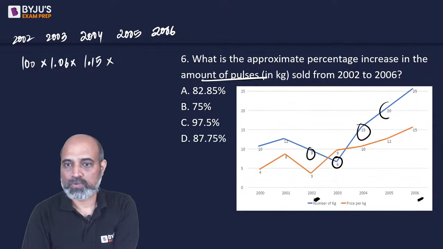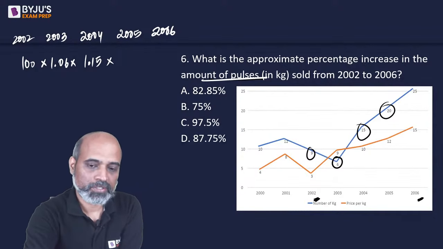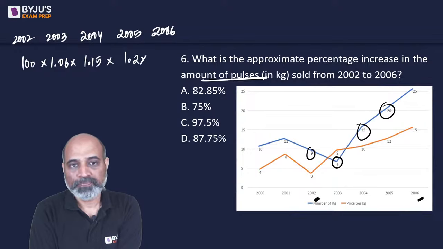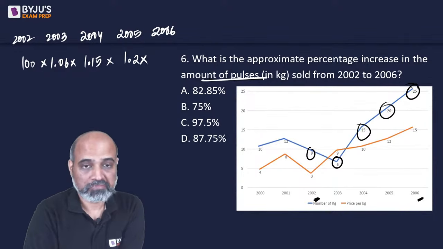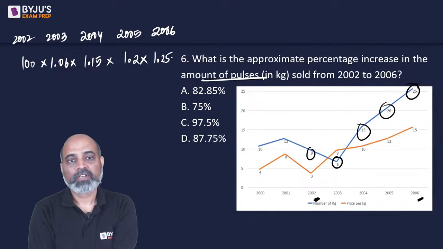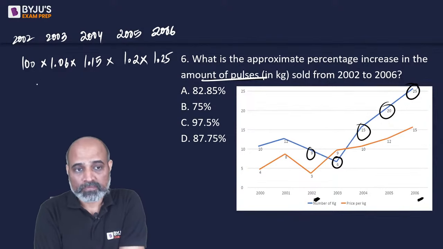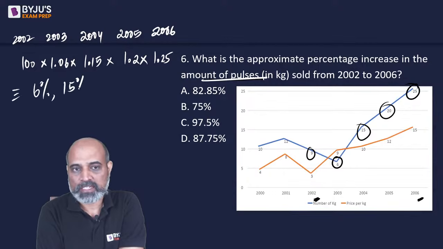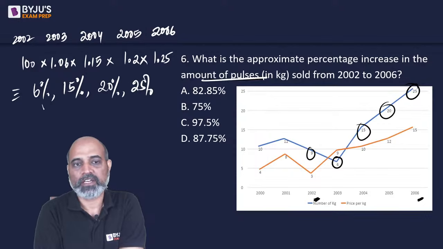2005, this is 20%, so this is going to give us 1.2. And in 2006, this is 25%, which is 1.25, right? So in other words, we need to find the successive of 6%, 15%, 20% and 25%.